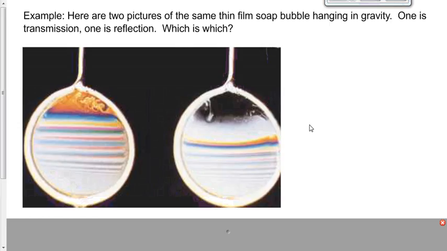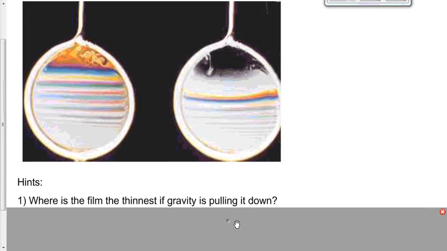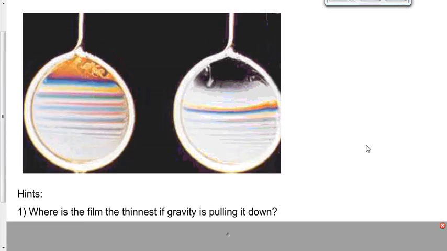All right, so you've either got an idea or you want the hints. So I'll give you the first hint here. If we're talking about gravity pulling it down, where would you expect the film to be the thinnest? Well, actually, this is one soap film, so where in the soap film would it be the thinnest if gravity's pulling it down? So again, there's my first hint. I do have one more, so again, pause it if you want to.